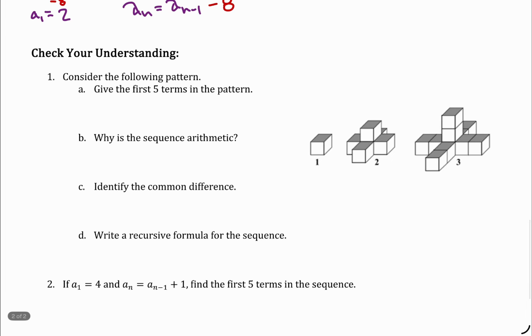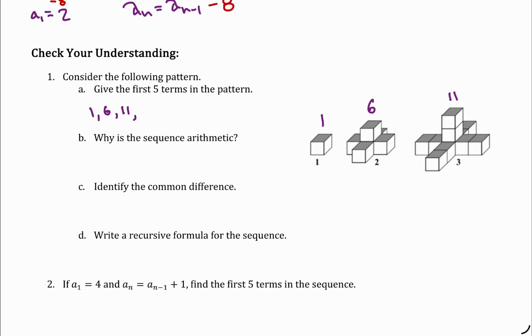So down here at the check your understanding, it wants us to give the first 5 terms in this pattern. Well, we have a picture over here. We can easily find the first 3. There's one block here. Then there's 1, 2, 3, 4, 5, and there's one underneath this. So there's 6 blocks here. And then there's 1, 2, 3, 4, 5, 6, 7, 8, 9, 10, plus that block that's hiding. So there's 11 blocks there. So 1, 6, 11, those are our first 3 terms. We just need the next 2.